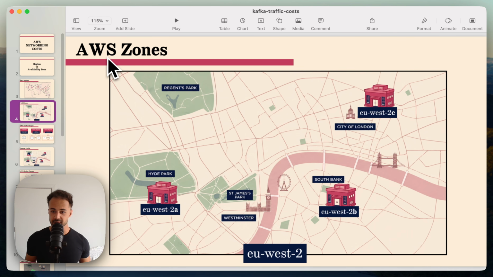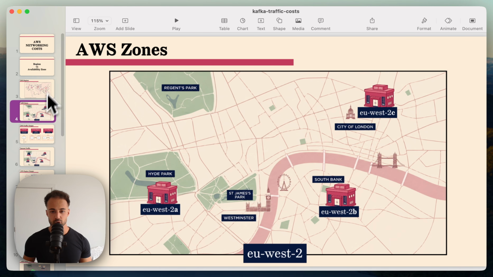One is near the city of London, one is in the south of London, and one is in Hyde Park. Now, in reality, this would be outside of the city, but go with the example. Also, excuse my AI-generated image of London, but it's accurate enough. It's not exactly accurate, but it works. And yeah, these AZs are called 2A, 2B, 2C. They have their own names.